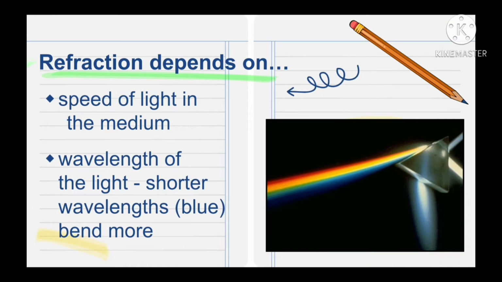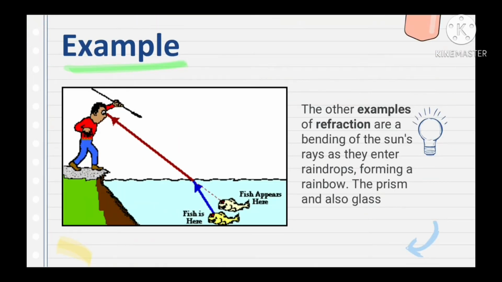Refraction depends on, first, the speed of light in the medium, and then the wavelength of the light; shorter wavelengths or blue bend more. Example. Okay, you can see the picture. When we see the fish in the pond, what we see is the shadow of the fish, even though the fish are actually in a different position from their shadow. This phenomenon occurs due to the effect of refraction.